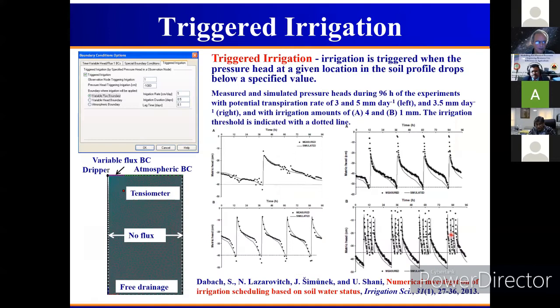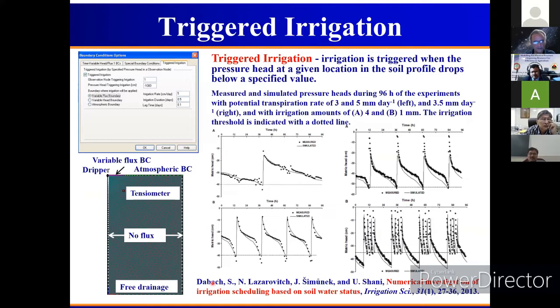This slide presents an application of another special option which we developed in Hydrus just recently, well, in the last decade. The program can trigger irrigation at a specified boundary, which can be surface, but it can also be dripper, etc., when the pressure head at a given location in the transport domain drops below some specified value. And this option was tested in a PhD thesis of Sharon Dabach in Israel.